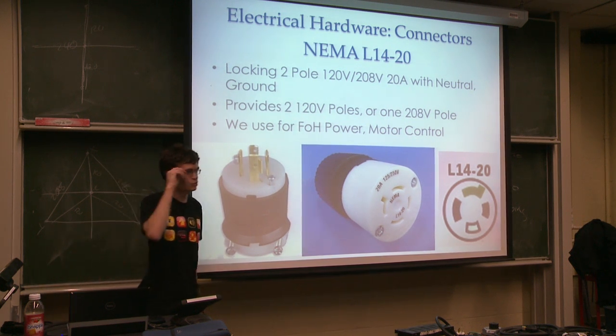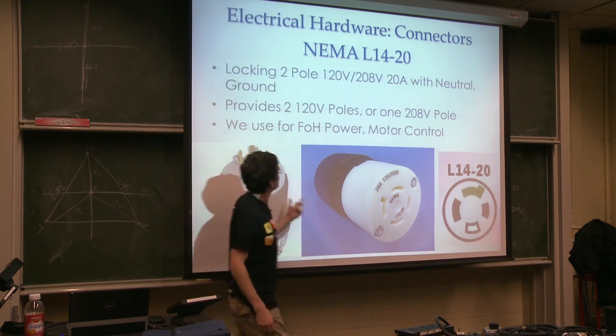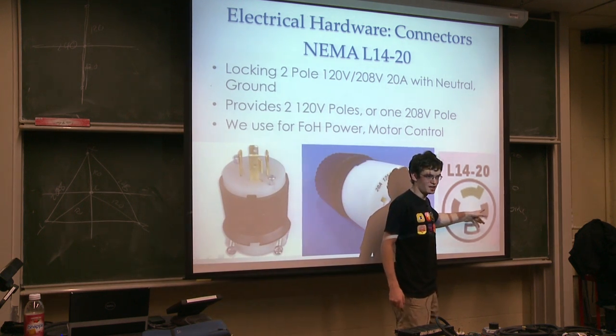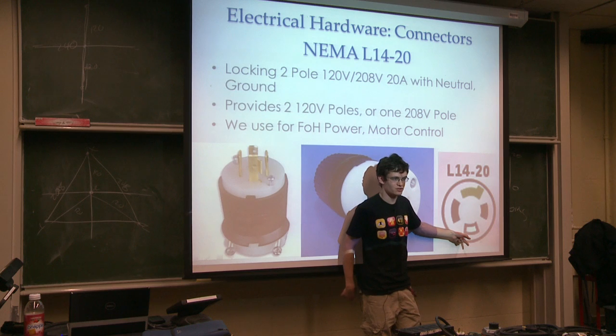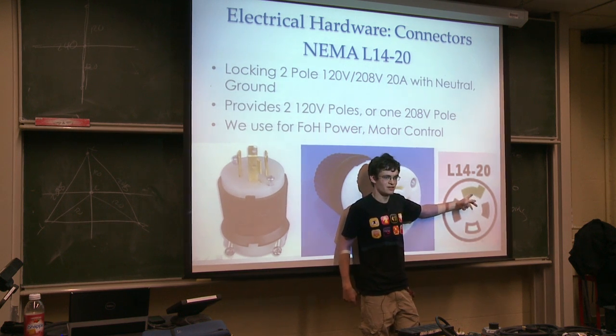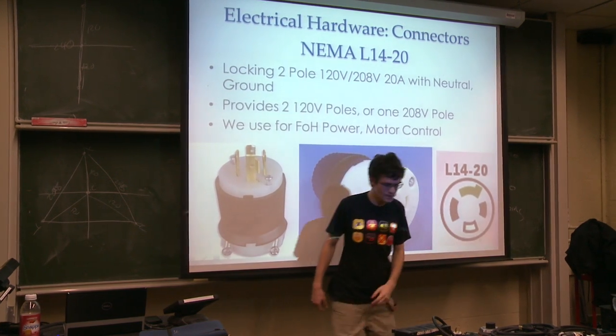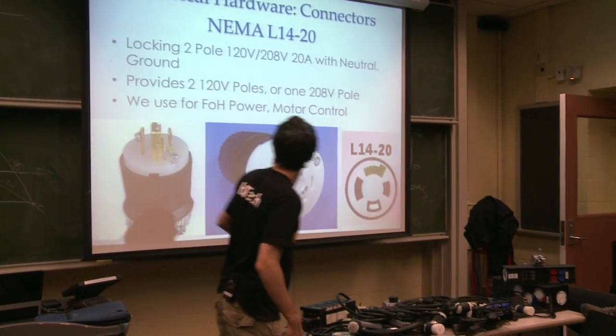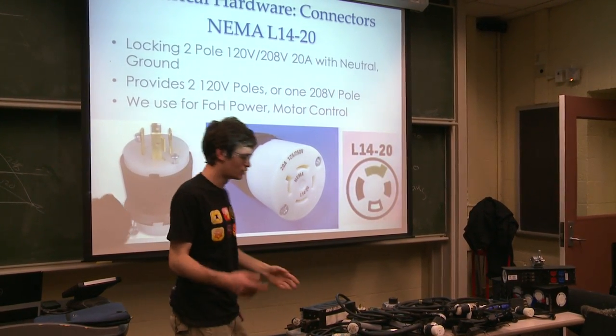L1420, getting a little more exotic. It's got 2 poles, so it has 2 hots. Each of them is 120 volts relative to the neutral that it carries, and there is also a ground for safety. And so this one is used for more distributing power.